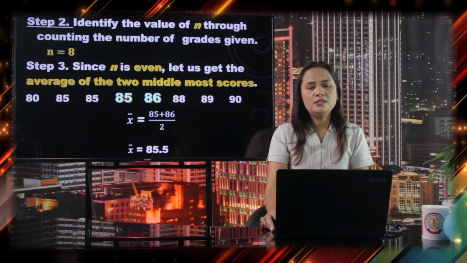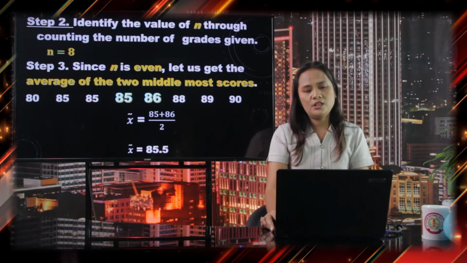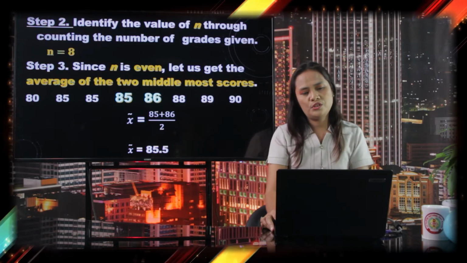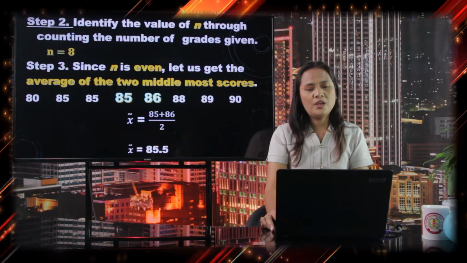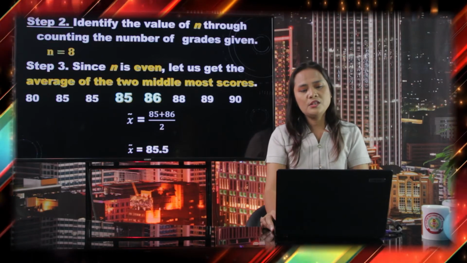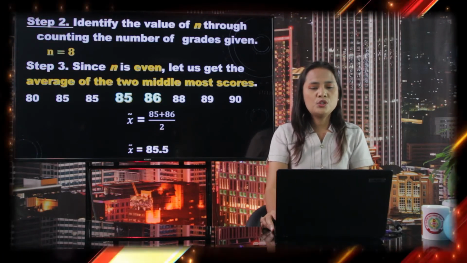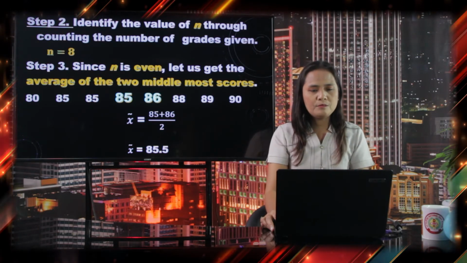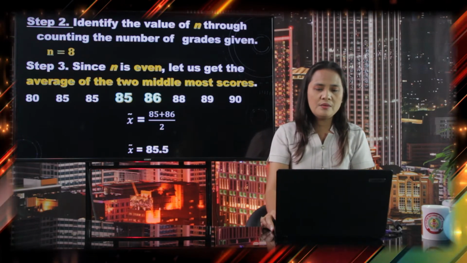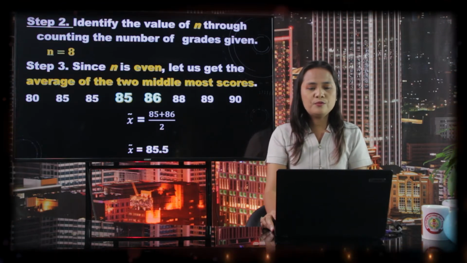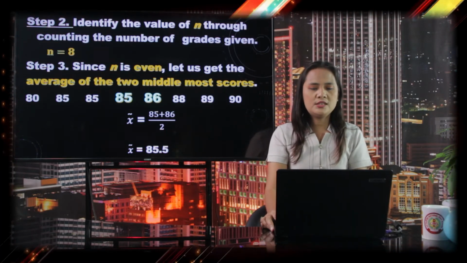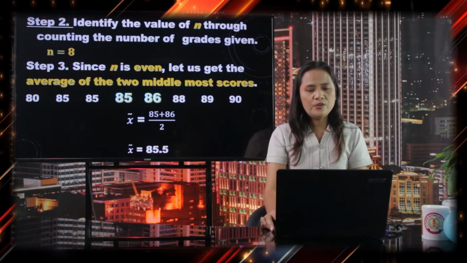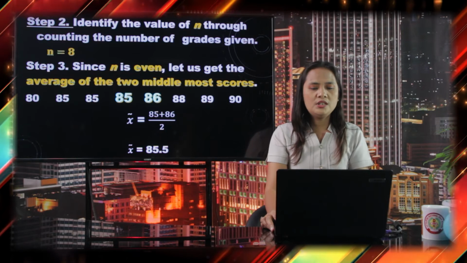Step 3. Since n is even, let us get the average of the two middlemost scores. So we have the data arranged in order. The middlemost scores are 85 and 86. So we add 85 and 86. So median is 85 plus 86 over 2, which is equal to 85.5.